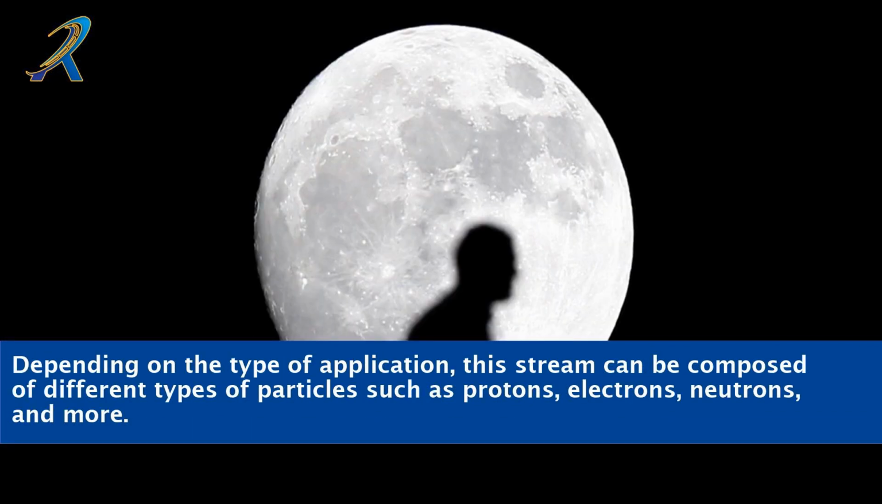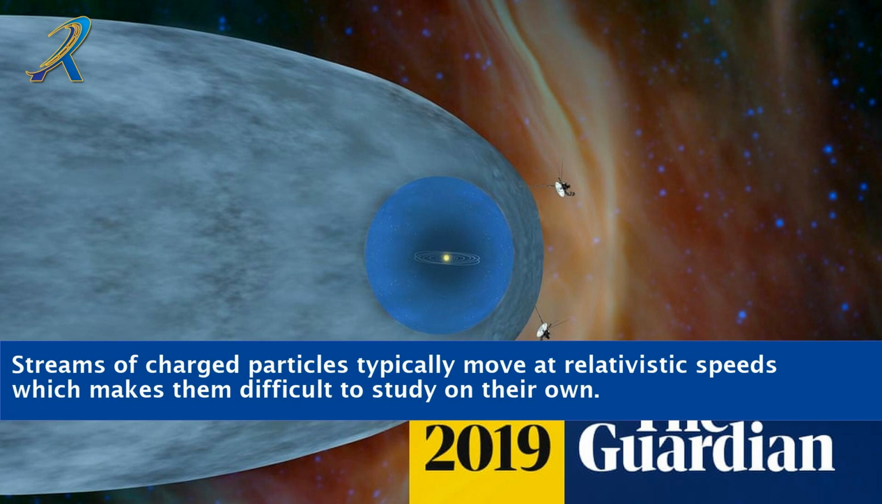Depending on the type of application, this stream can be composed of different types of particles such as protons, electrons, neutrons, and more. Streams of charged particles typically move at relativistic speeds, which makes them difficult to study on their own.